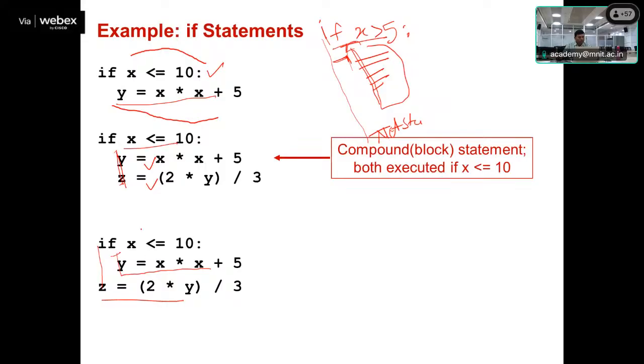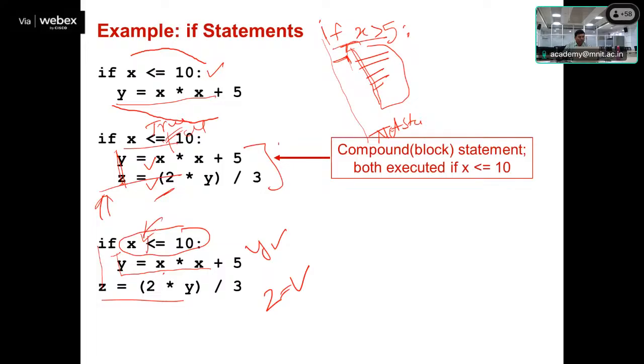So in that case, if this condition is true, then y is going to be evaluated as well as z is going to be evaluated. Whereas in the above code, only if the condition is true, these two statements are going to take place. If the condition is false, in that case nothing is going to be displayed, nothing is going to be executed.